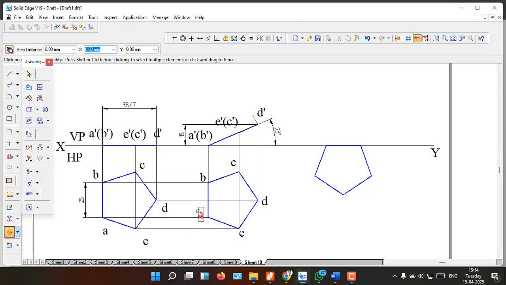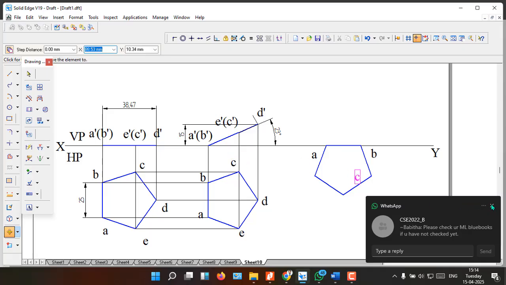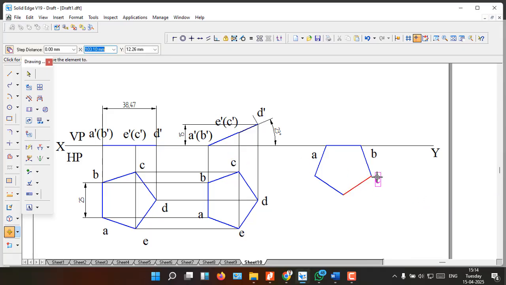Okay. Now let's go to the move command. So this A will take it here. This B will keep it here. C will keep it here, and D here, and E will keep it here. Now, how to get the projections here?